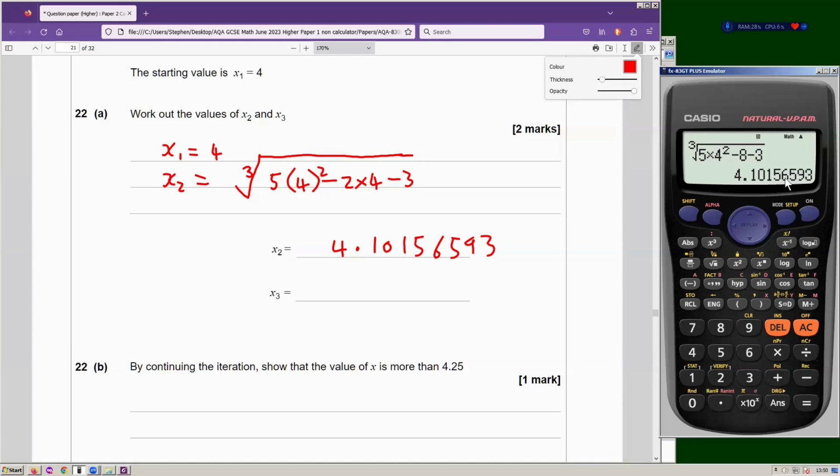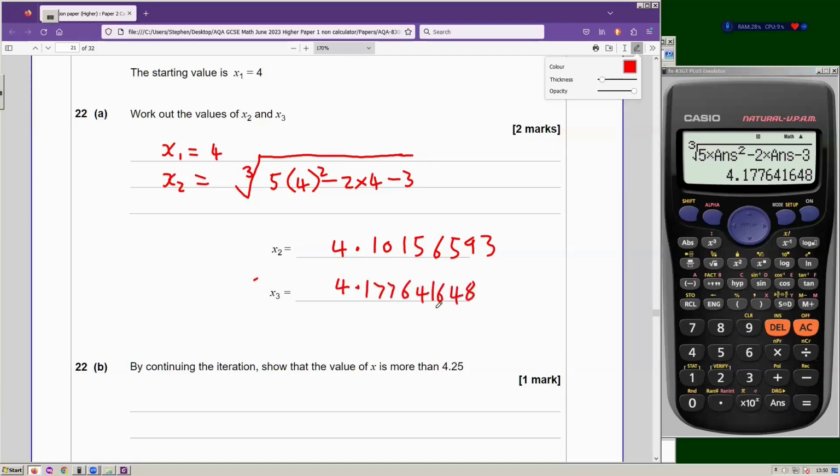To get to x3, we just leave that there and we put in exactly the same formula. We should be able to go back through this like this. And where I see that 4, I take that out and put the answer in. Now over here, of course, I've got to delete that one. I should have gone 2 times the answer, 4.17. And we carry on. By continuing the iteration, show that the value of x is more than 4.25.